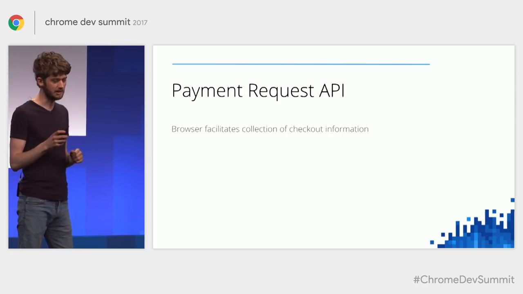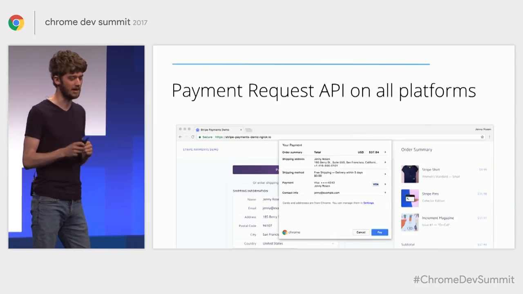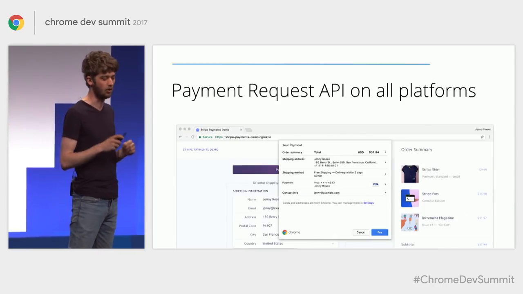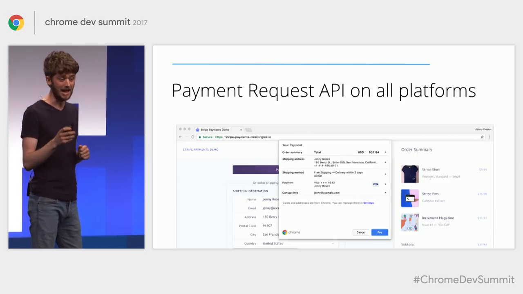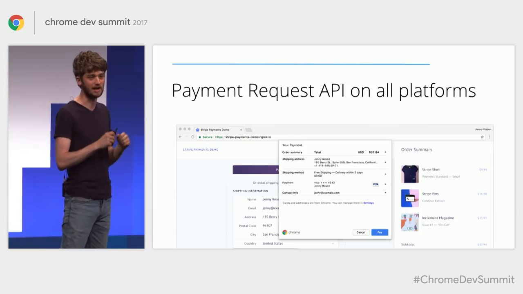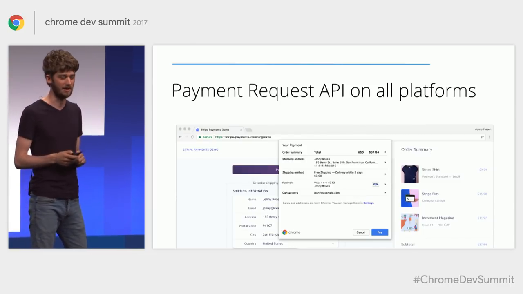But until recently, Payment Request was only available in Chrome for Android. But this year, we're announcing that Payment Request is available on all platforms across desktop and Chrome for iOS. And in fact, if you use feature detection to tell if this is available and to use it, you'll get this for free without any changes required.